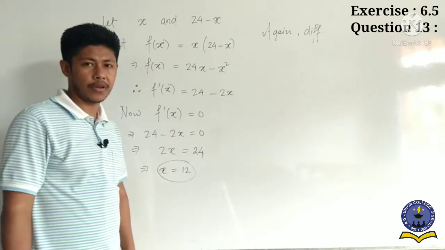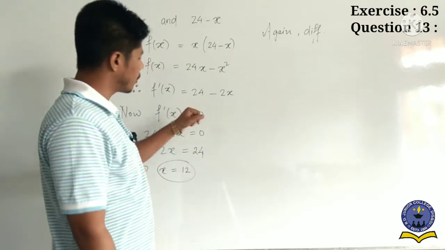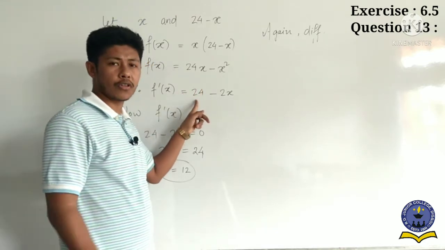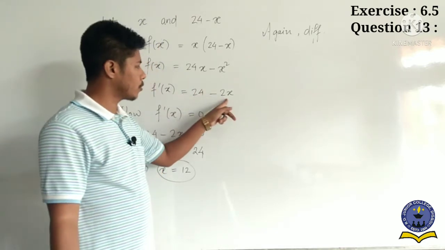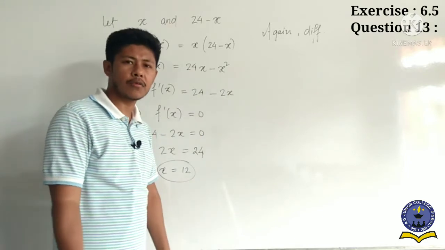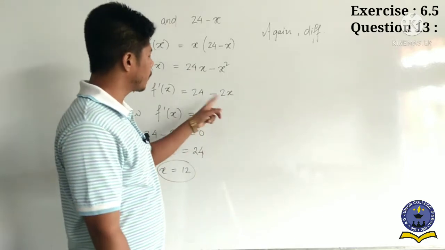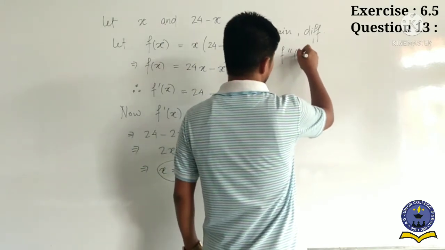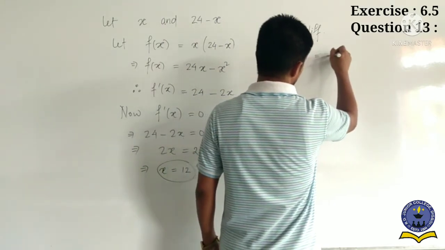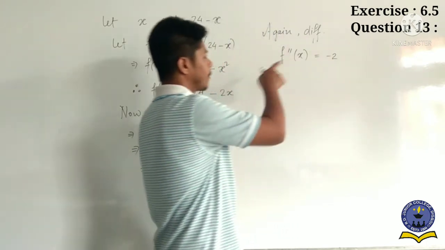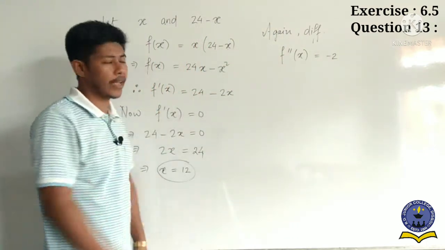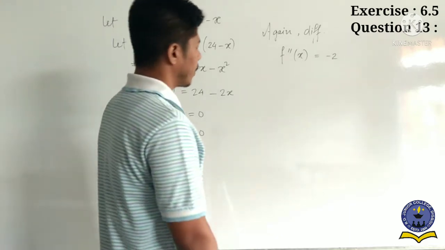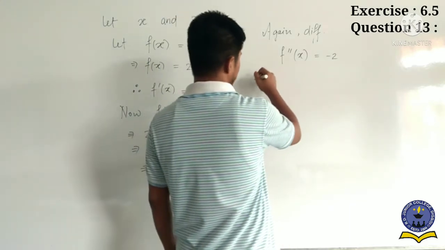This one we again have to differentiate with respect to x. Now d/dx of 24, a constant term, is 0, and minus 2 is a constant multiplier, and d/dx of x is 1. So ultimately, what remains after differentiating again is f double dash of x equals minus 2. Is it clear? Okay, now here we have to verify this one.